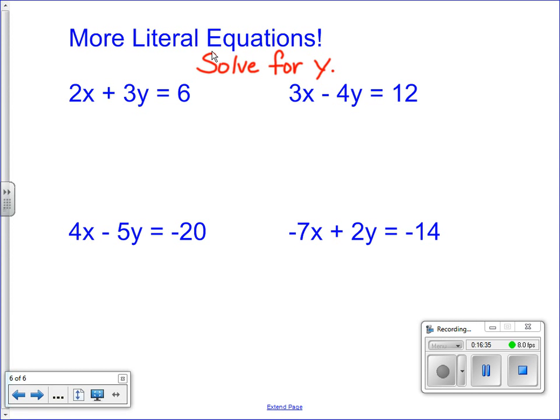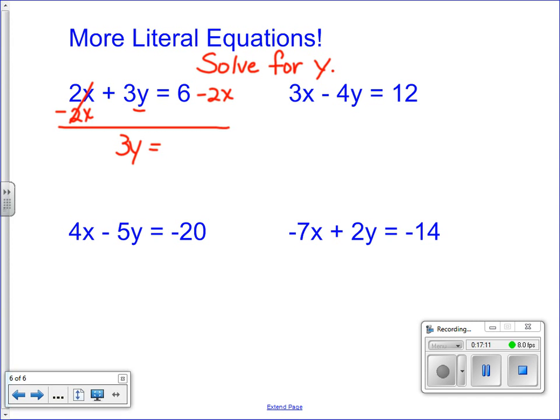What you're going to do first is move the x term to the other side of the equation. The x term can only be moved by adding it or subtracting it. So since we have a positive 2x in this equation, we're going to subtract 2x from both sides. All right, on the left-hand side, 2x minus 2x is 0. 0 plus 3y gives me 3y. On the other side, we have 6 minus 2x.